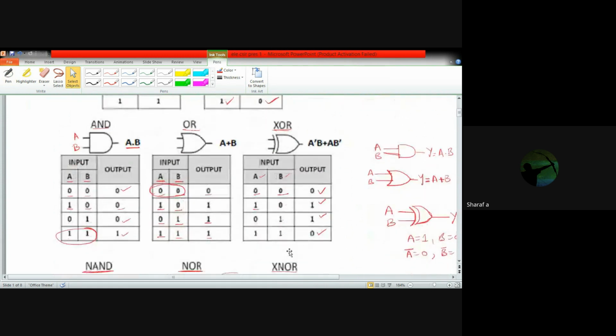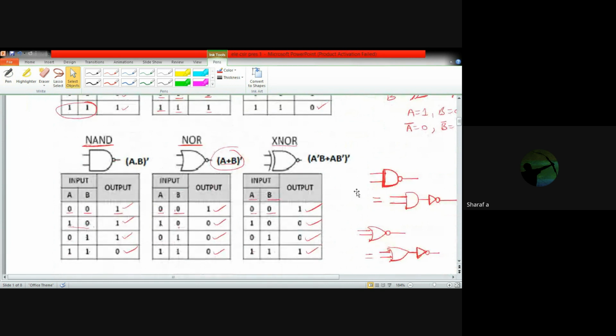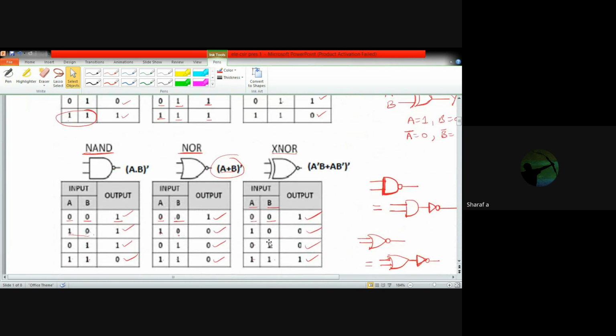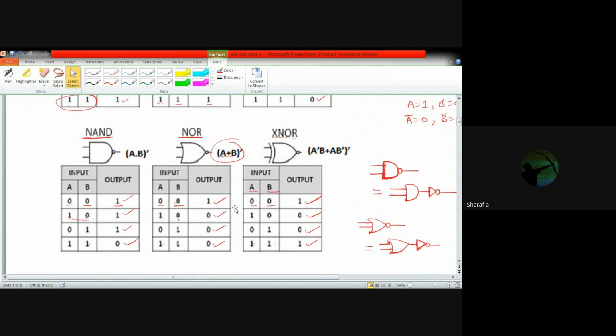Okay. If you have any doubts in this section, any steps or any diagram or any truth table, you can ask now. Within 1 minute, you can ask. Okay, if you don't have any doubt, then we'll move on. So these are the logic gates. Now we'll consider some problems with these logic gates.